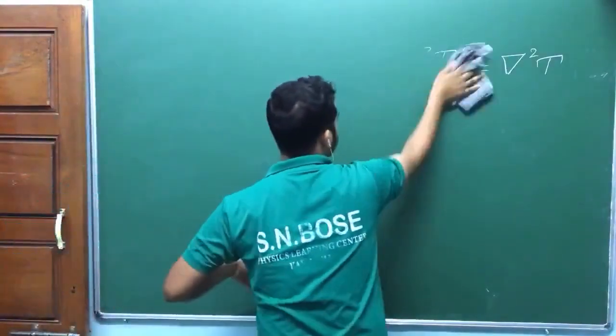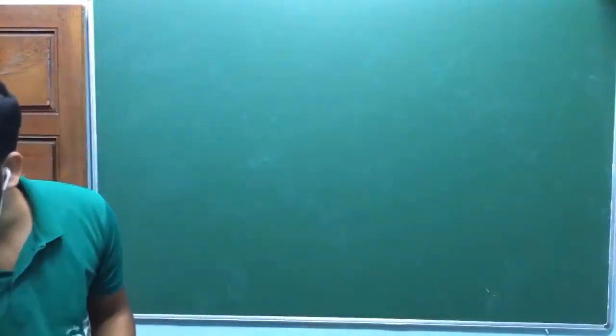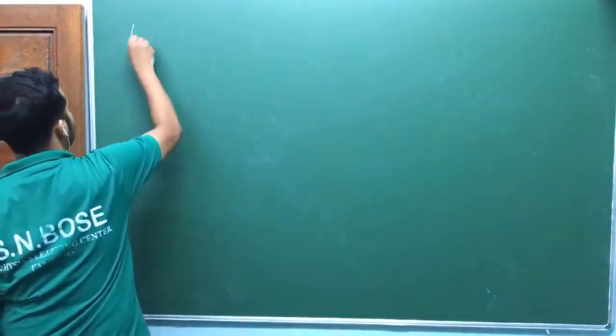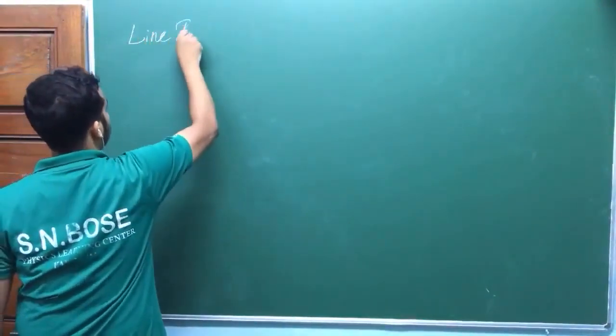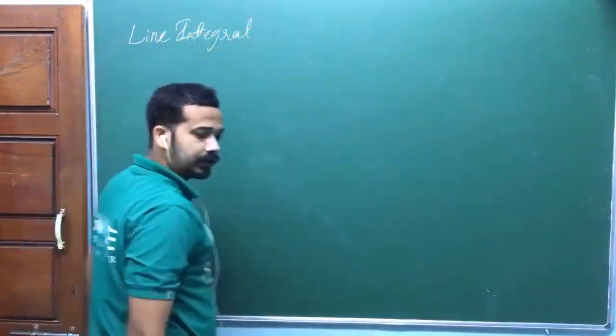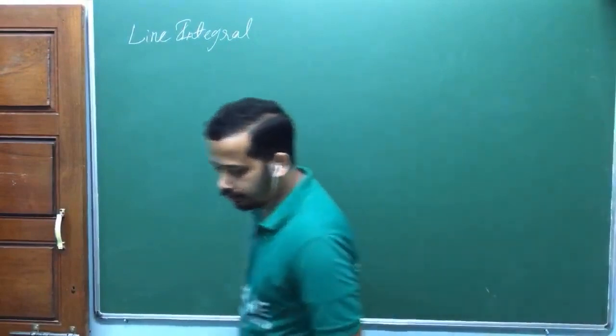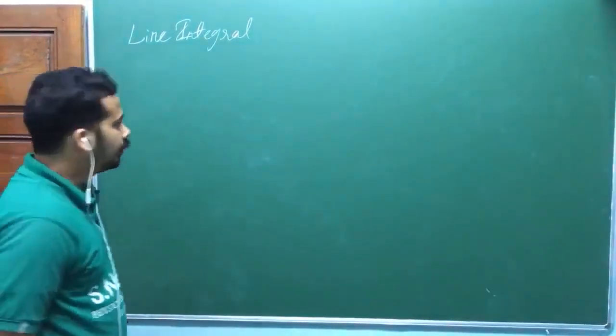I think we have done the line integral and surface integral, some basic part already, isn't it? So still let me take the line integral of a vector field, okay? We don't quote that one, but whenever we say line integral, we are talking about the line integral of a vector field only. Is that okay?